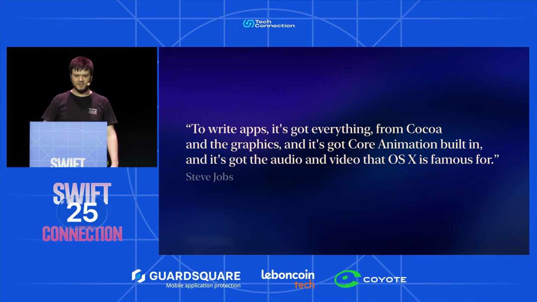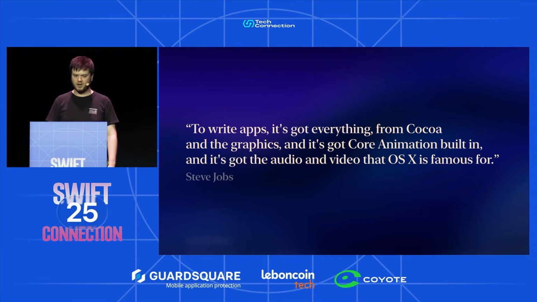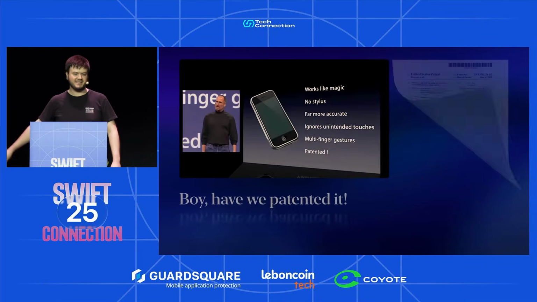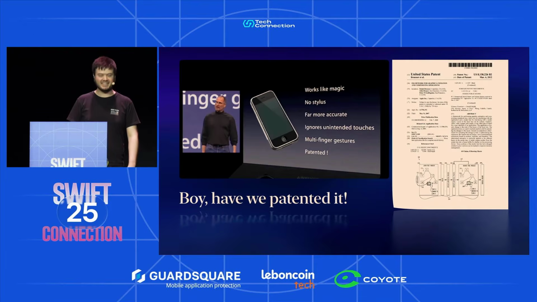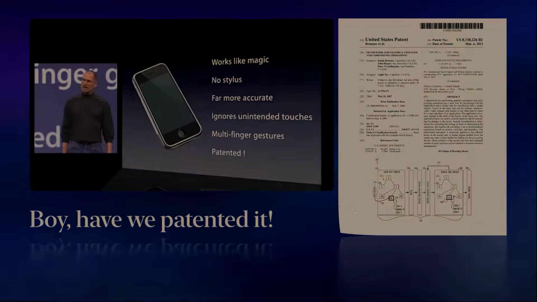To quote Steve Jobs, to write apps, it's got everything from Cocoa and the graphics, and it's got Core Animation built in, and it's got the audio and video that OS X is famous for. And to also quote Steve Jobs, boy, have we patented it. So yes, Core Animation is actually patented. There is a patent for Core Animation. It's actually really interesting reading. It goes in depth into a lot of very technical stuff. I hope I don't get a letter from Apple's lawyers after this talk, but yeah, it's interesting.